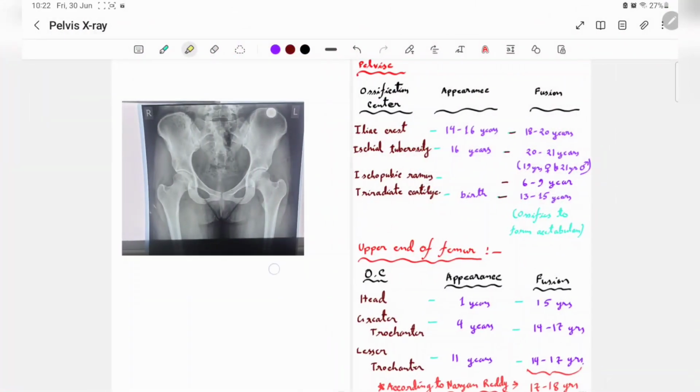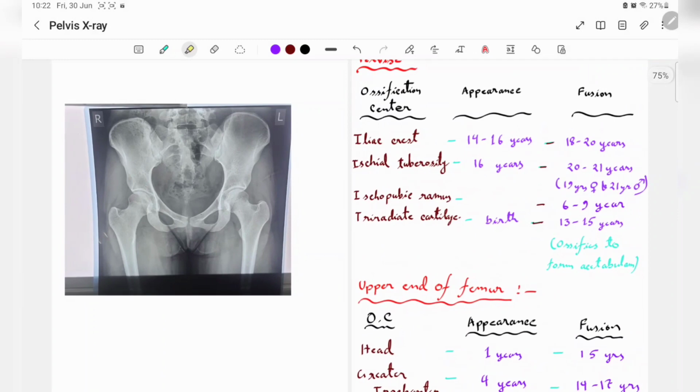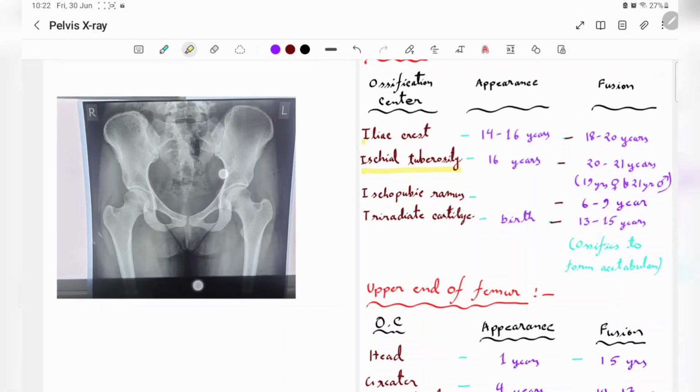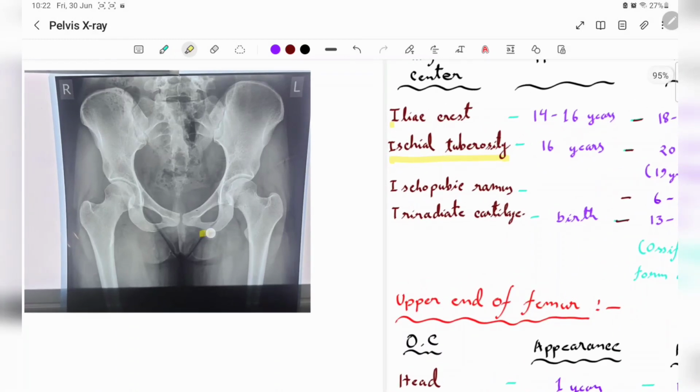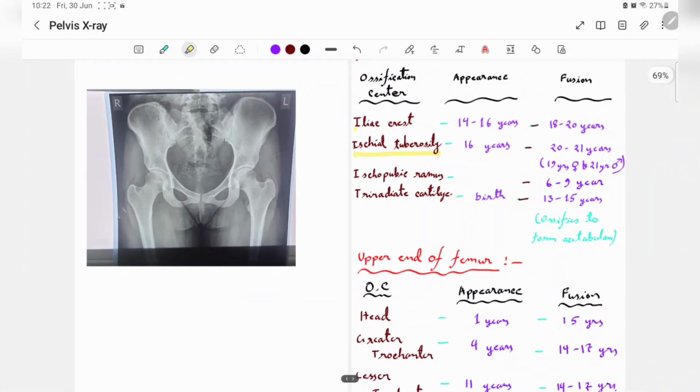Next X-ray. In this X-ray, you first see the iliac crest. The iliac crest has already appeared and already fused, as there is no gap. Then the ischial tuberosity: here you can see a straight line, and there is a gap between these. So you can tell that the ischial tuberosity has appeared but not fused. So he or she is 16 plus but less than 21 years of age.